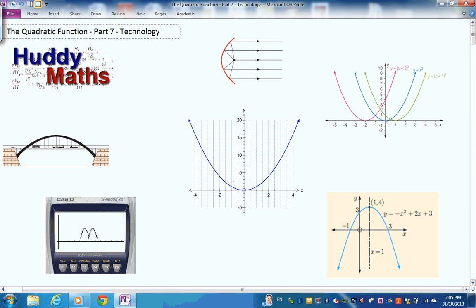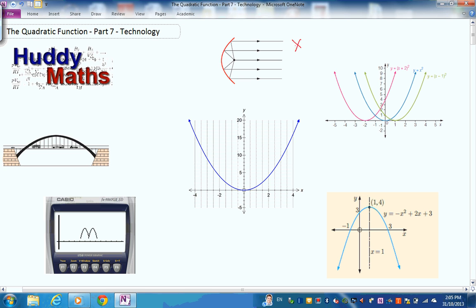Hey, welcome to the last part in this series on the quadratic function. It's been a long journey and we're going to go back now and use technology. We're going to finish as we started. The batteries aren't flat anymore and we're going to go back and see what technology has to offer to do all those things that we've been doing with the quadratic function.